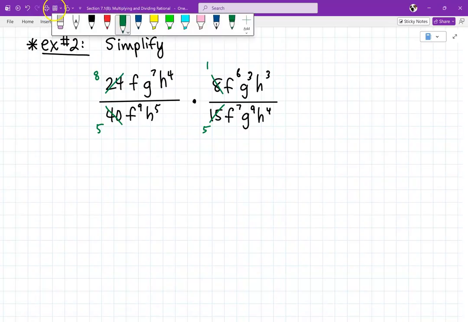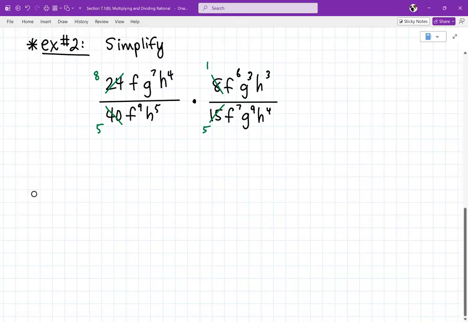Now, if you guys don't mind, I'm gonna save us a step right now. Last time I showed you every step. Let me save us one step. I'm gonna go ahead and multiply the green numbers, 8 times 1 and the 5 times 5 on the top and bottom. And then I'm going to organize my letters at the same time, okay?